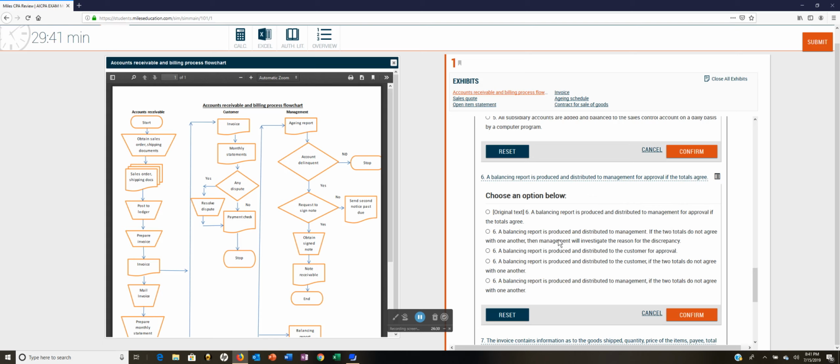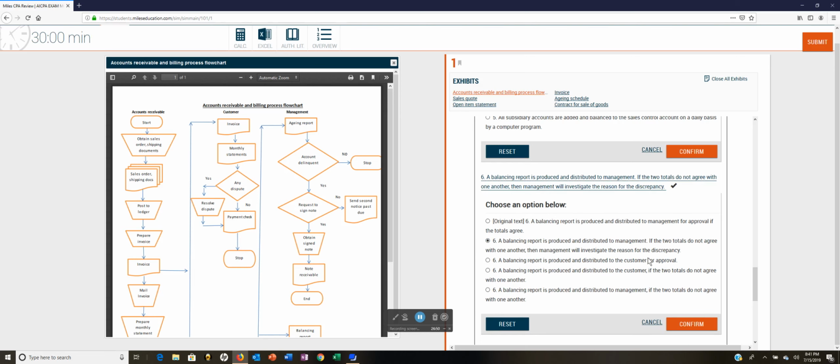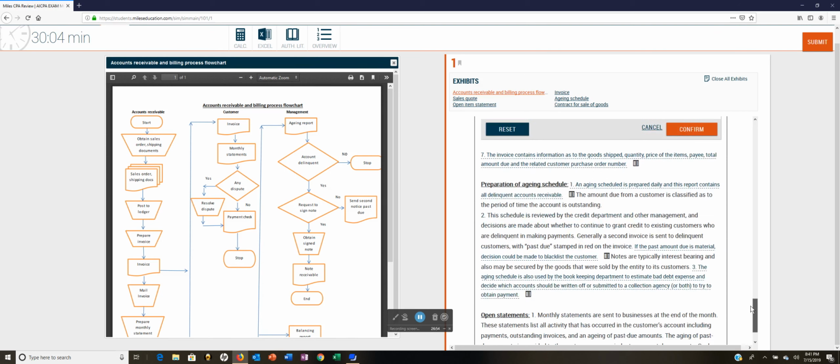Will management investigate the reason for the discrepancy? Yeah, the balancing report is going to be submitted to management regardless. So if the two totals do not agree, then they will investigate. Okay, so I'm going to select that answer there. Now then, we're almost done.